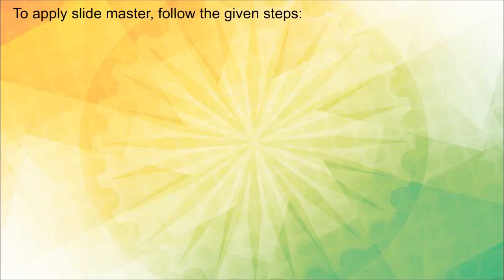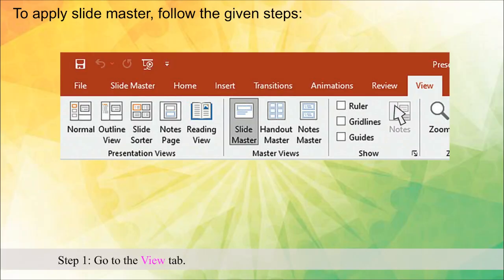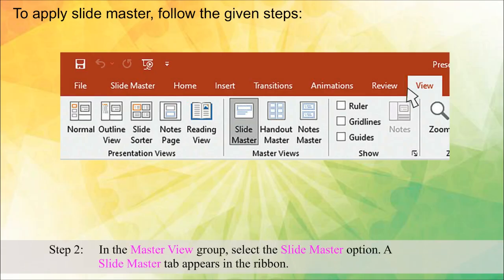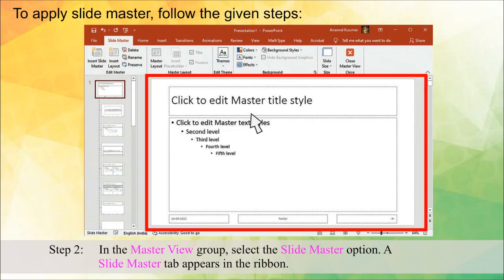To apply Slide Master, follow the given steps. Step 1. Go to the View tab. Step 2. In the Master View group, select the Slide Master option. A Slide Master tab appears in the ribbon.